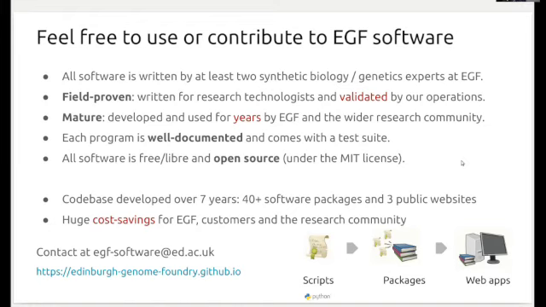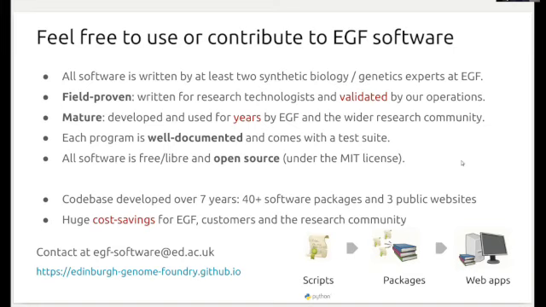And the main advantage of the software is that it's field proven. Each of these packages, almost each of them, arises from an actual need from the lab, and has been validated by our operations, which means several thousands of constructs have been made over the years successfully using our software. So it has been validated not only using the software test suite, but also experimentally by our results.